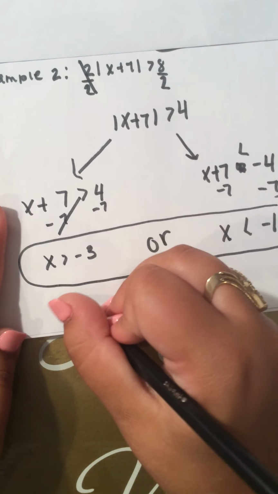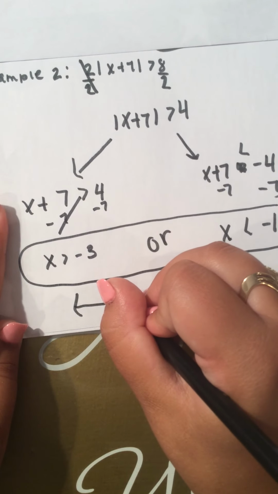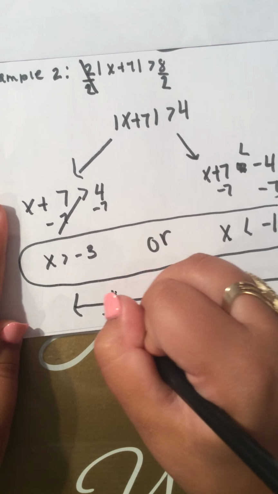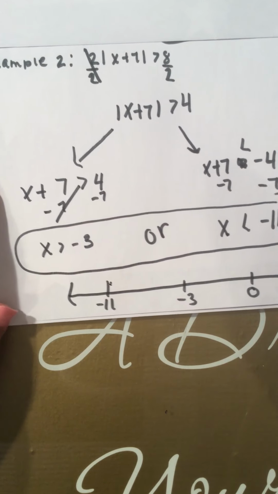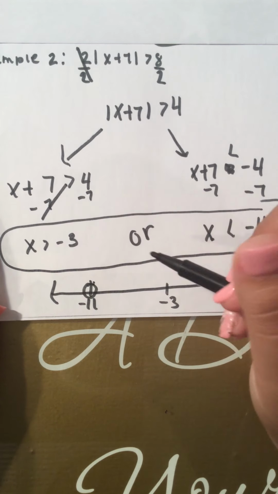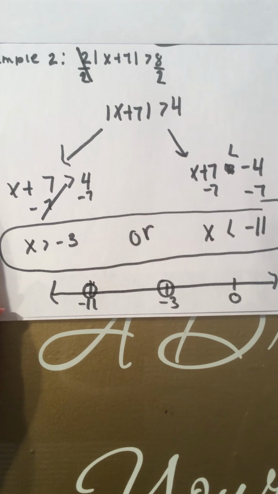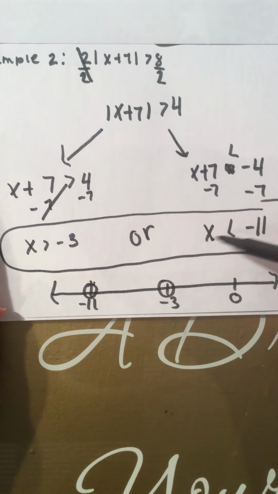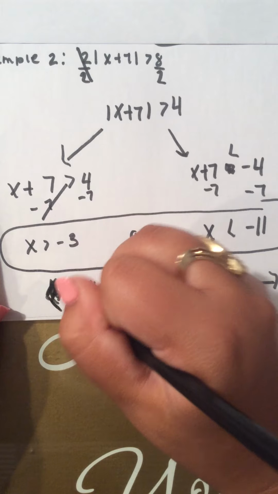If you graph this on a number line, I'm going to have negative 11, negative 3, and I'm just putting 0, so I have another one. At negative 11, because it's less than, it's going to be open. At negative 3, because it's greater than, it's going to be open. And now if I look to see where I shade, well, I want to shade anything less than. So negative 12 is less than negative 11. Yeah, that's right. So I shade this way.